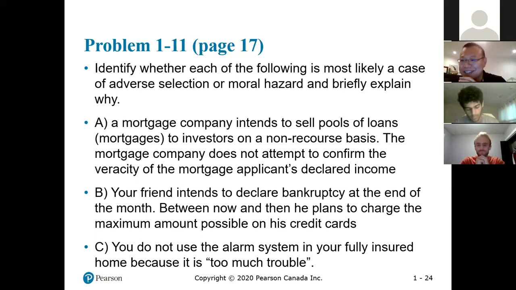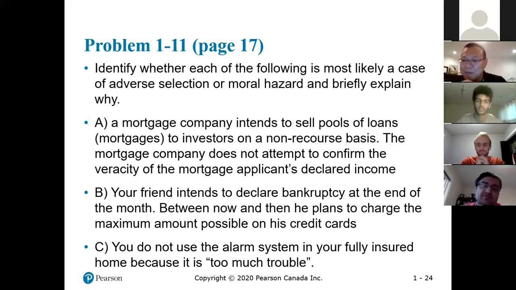Morally, it's wrong. So, sorry, could you give me an example similar to this for adverse selection? Okay, very good. I will do that. Okay, thank you.